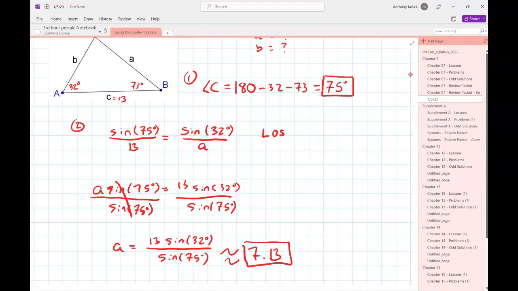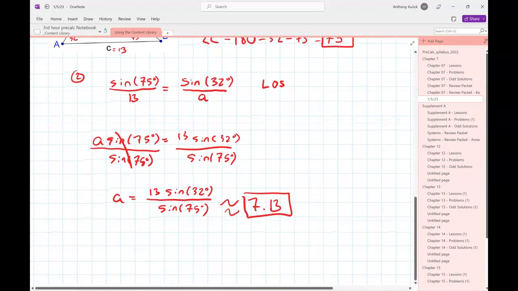Yes, Kate. I divided both sides by sine 75 to get the A by itself. Right, we're just solving for A. So cross multiply then divide is the general directions for solving a proportion, which is, I did my cross multiplication, then I divided. All right.